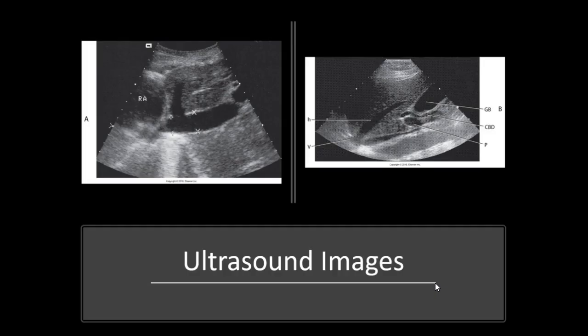And looking here, we're looking at a gallbladder. So we can see the gallbladder, the common bile duct here. We've got the head of the pancreas, just so you can see. Kind of cool. And looking here, yeah, right atrium.